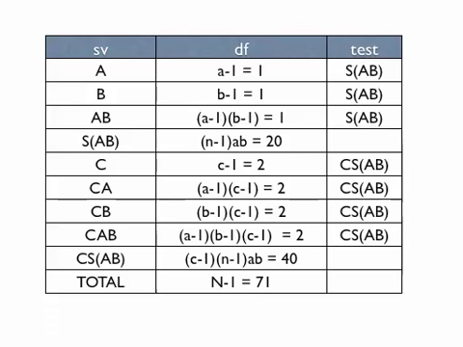Because that's 2 times 2 times 5 times 2. It's 40. These add up to 71. Winner.